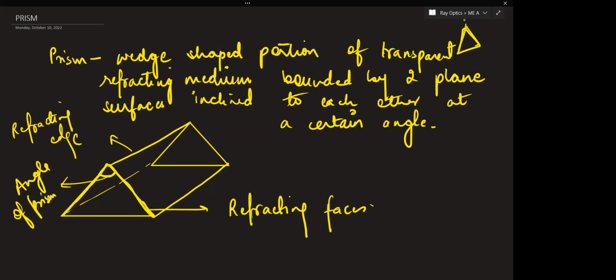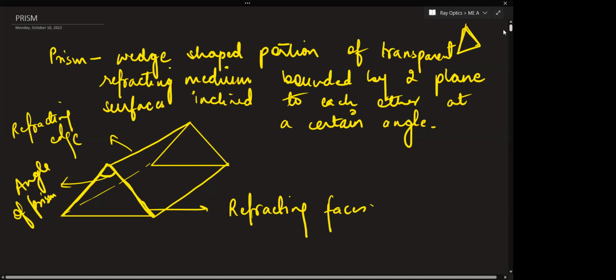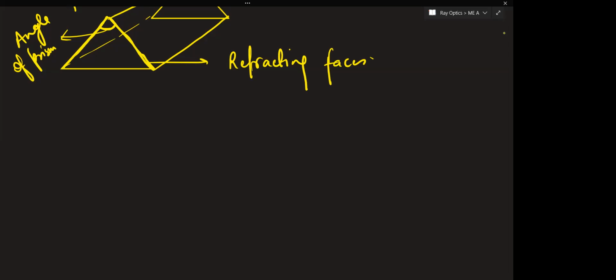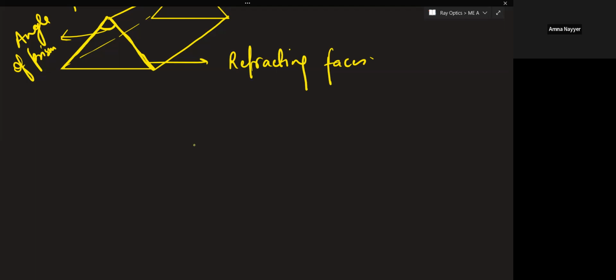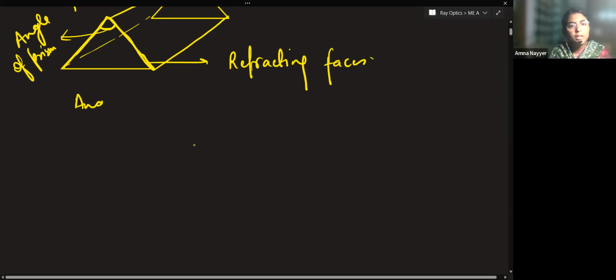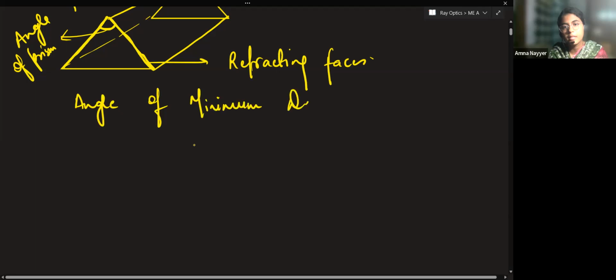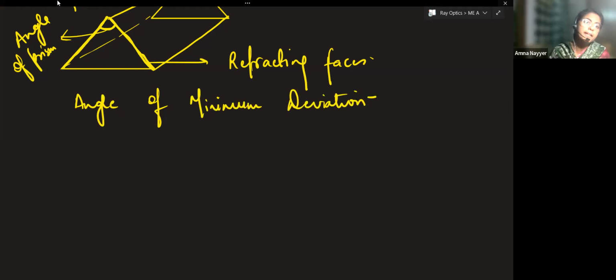Now we'll start with the derivation that is there in the prism. This derivation is very important. It comes a lot in the examination. That is minimum deviation, angle of minimum deviation. So for that, we'll first draw the prism. Angle of minimum deviation.